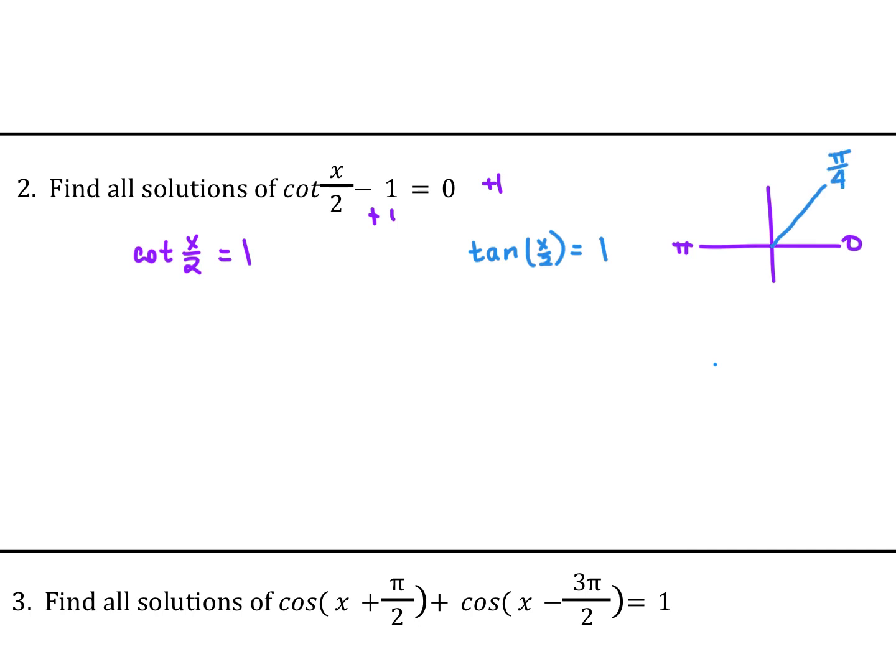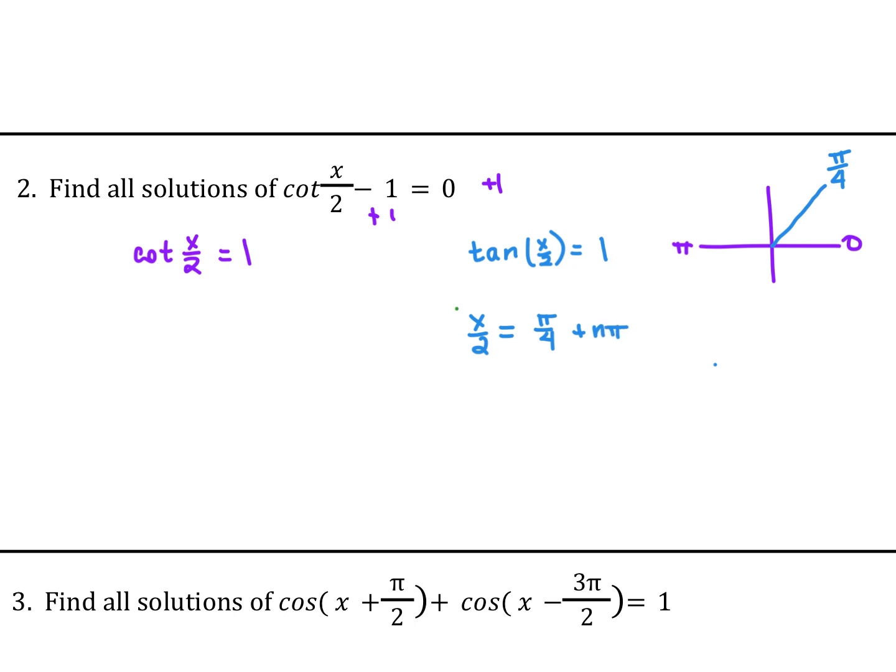So since this is an adjustment to the period, right, it's a horizontal stretch, we can just write x over 2, so tangent of x over 2 equals 1, when x over 2 equals pi over 4. And then this repeats every period, so then I would add n pi.